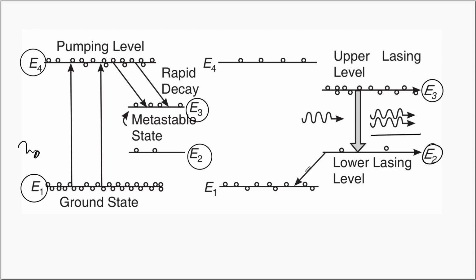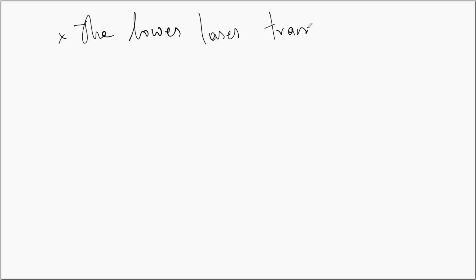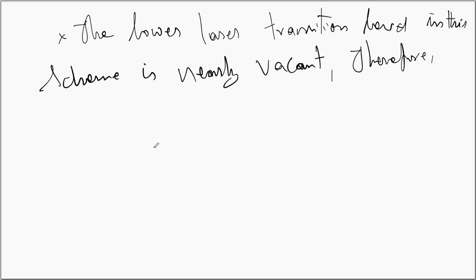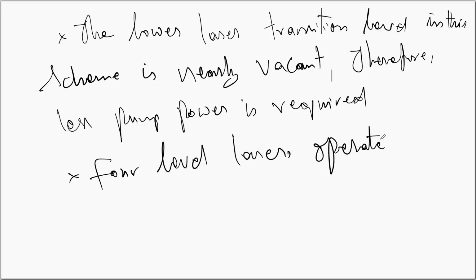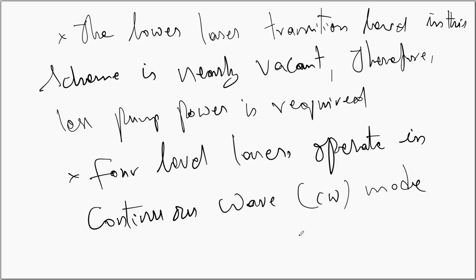The lower laser transition level in this scheme is nearly vacant, therefore less pump power is required. Further, the 4-level scheme supports continuous wave operation, for short called CW mode. In the case of a 3-level scheme, we have said that the light emitted by the laser will be in the form of pulses, whereas in the 4-level laser scheme, we are going to achieve what is known as the continuous wave mode.